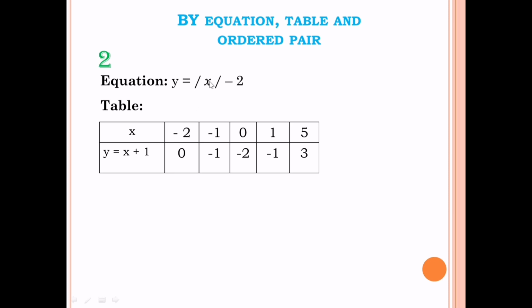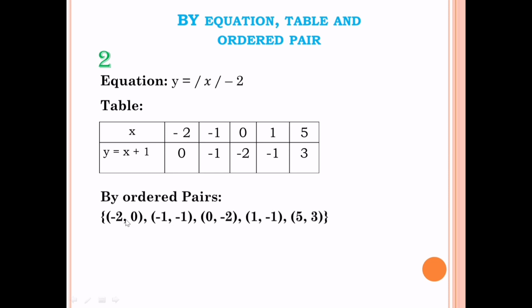So we know when we say absolute value, we're going to change everything into positive. So -2 becomes +2, minus 2 equals 0. Okay, -1 becomes +1, minus 2 equals -1. 0 minus 2 equals -2. 1 minus 2 is -1, and 5 minus 2 is +3. Now let us use this to create the ordered pairs. So same like that, and 5, 3 the last.